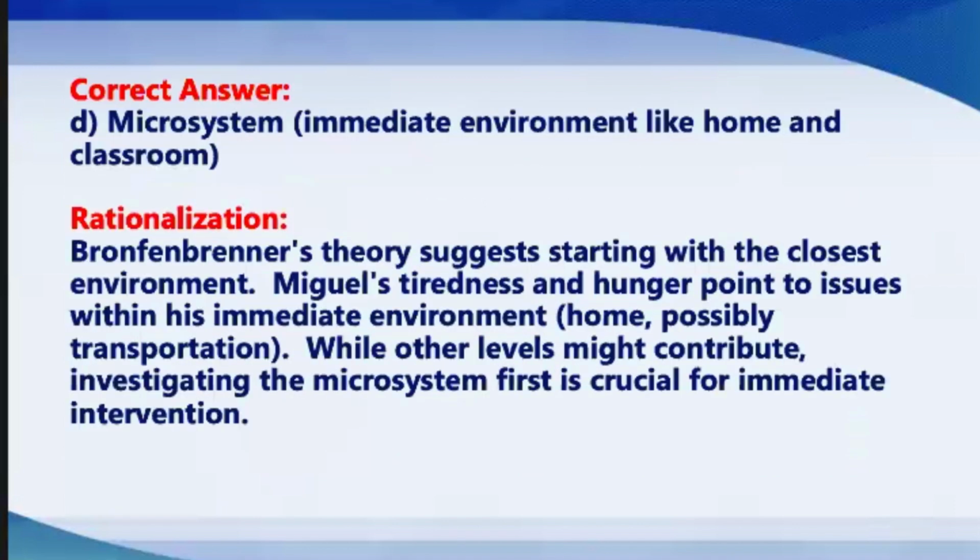The correct answer is the microsystem. That is about the immediate environment, like home and classroom, because Bronfenbrenner's theory suggests starting with the closest environment. So Miguel's tiredness and hunger point to issues within his immediate environment, home, possibly transportation. While other levels might contribute, investigating the microsystem first is crucial for immediate intervention.